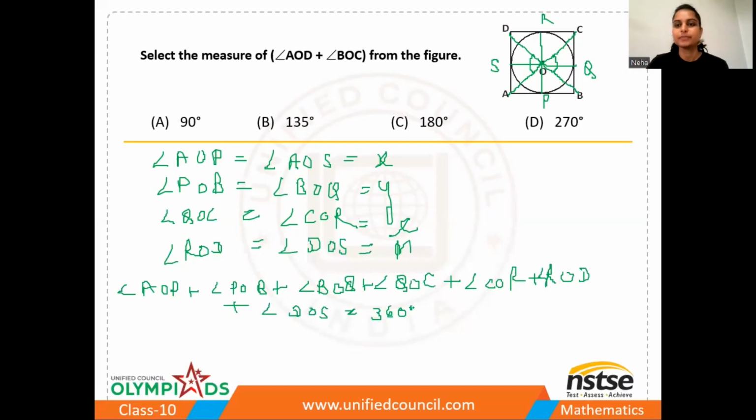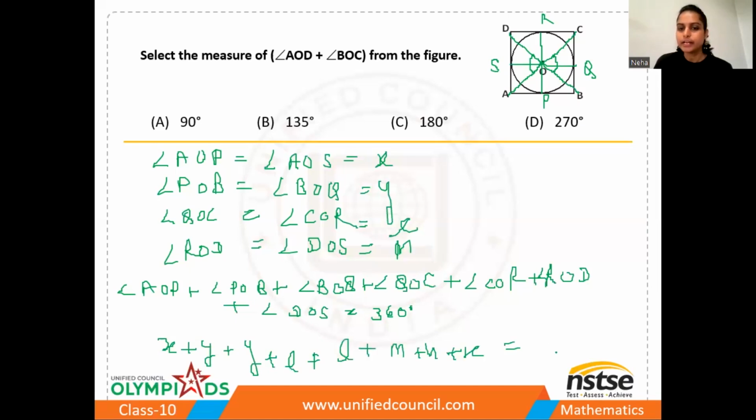Perfect. Very good. Now I have names for all the angles, so I can put it, right? So this becomes x plus y plus y plus l plus l plus m plus n plus x is equal to 360 degrees. That means we have all the alphabets 2 times, right? x we have 2 times, y we have 2 times, l we have 2 times, m we have 2 times, and n we have 2 times, right? Sorry, m we have 1 time and n we have 1 time.